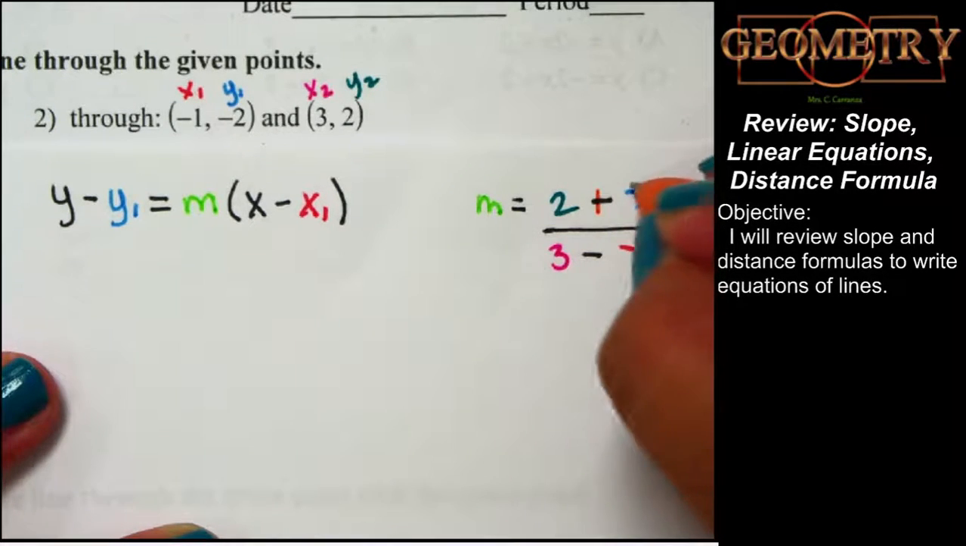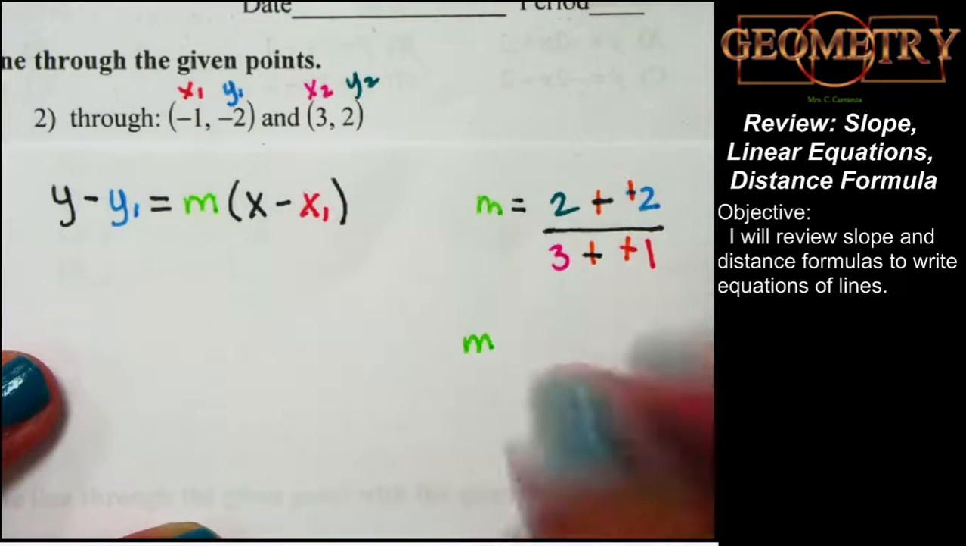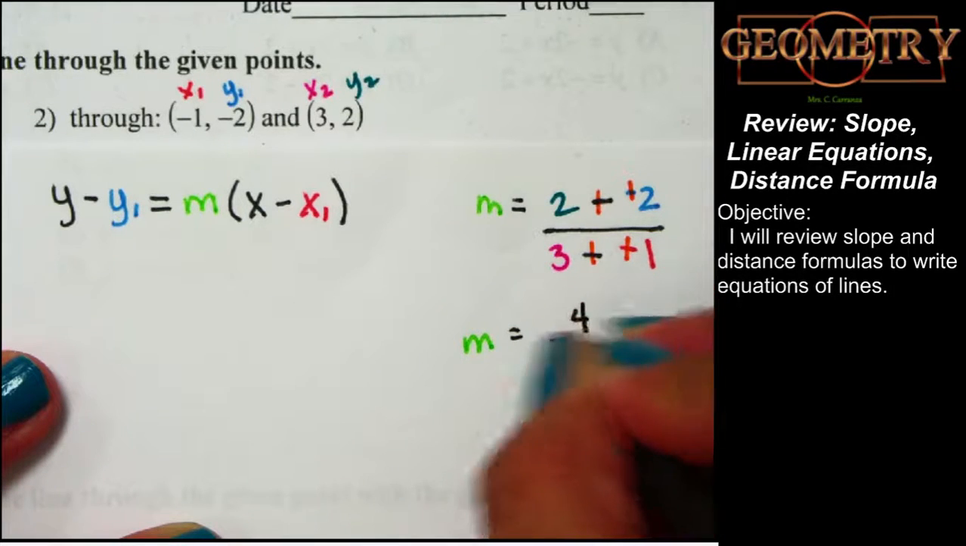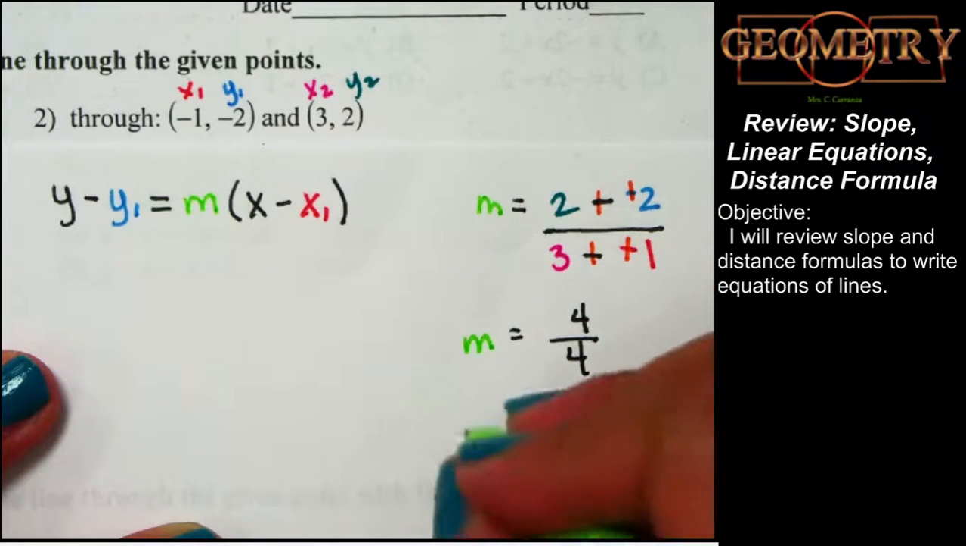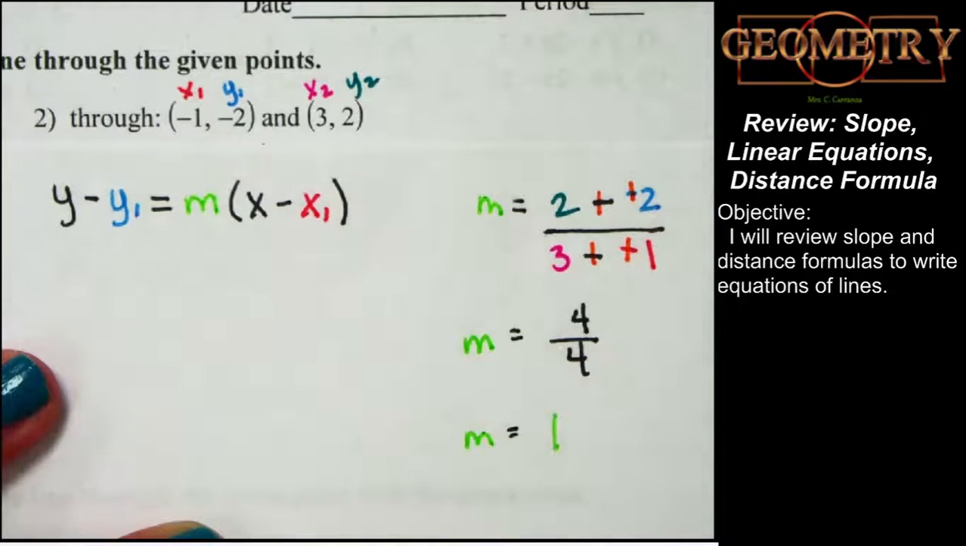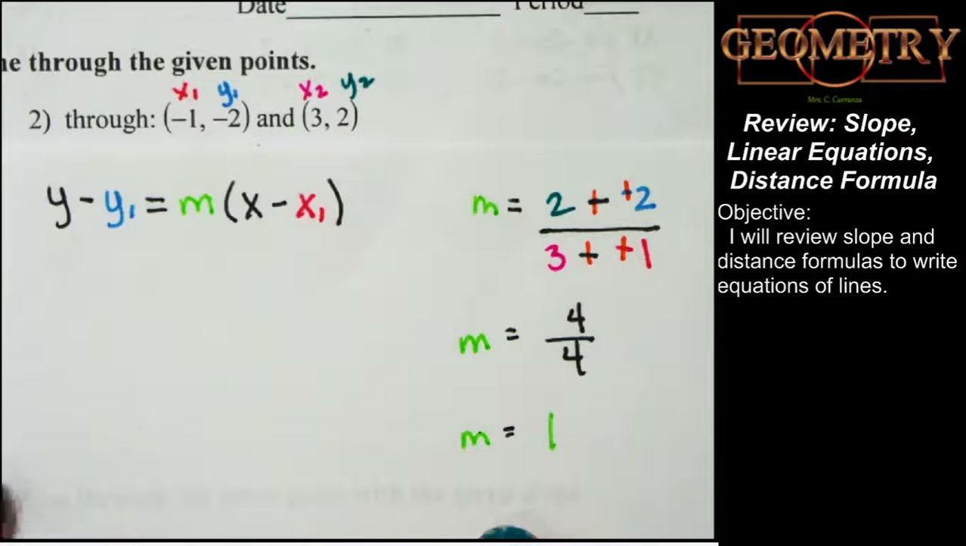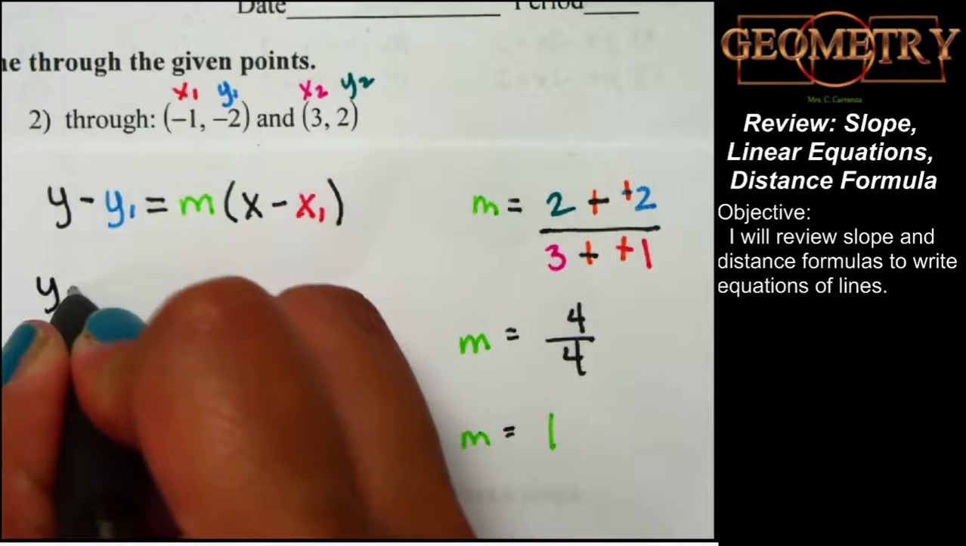Got these double negatives. I'm going to go ahead and get rid of those double negatives now. And when I simplify this down, I end up with a slope of 1. Feeling okay with this one? All right, so now I have a slope of 1, and I've been given x1, y1 coordinates, and I am going to substitute.